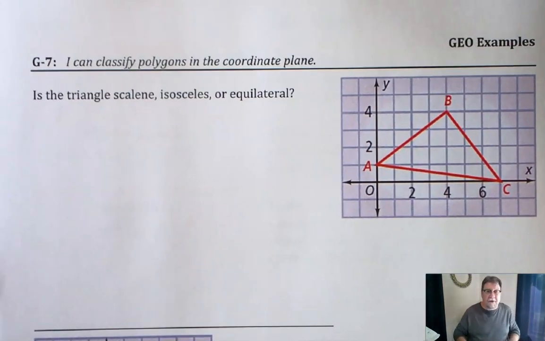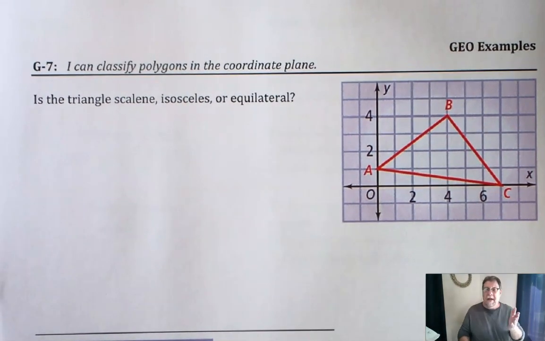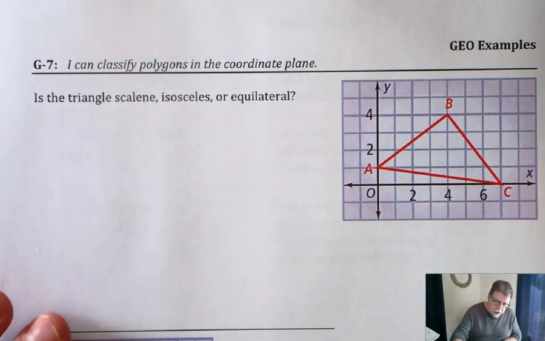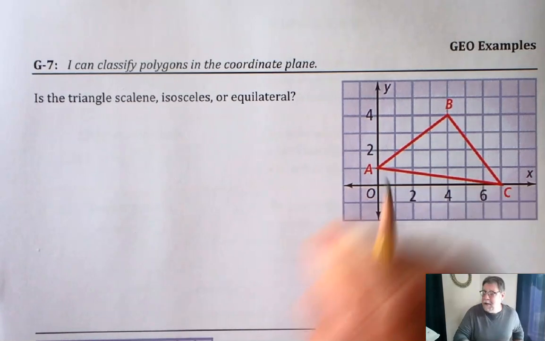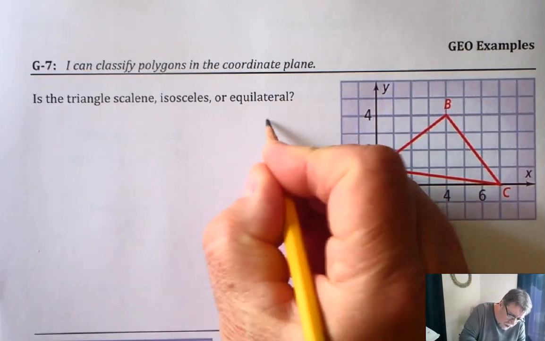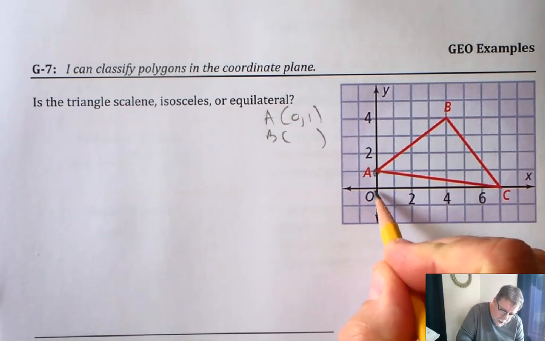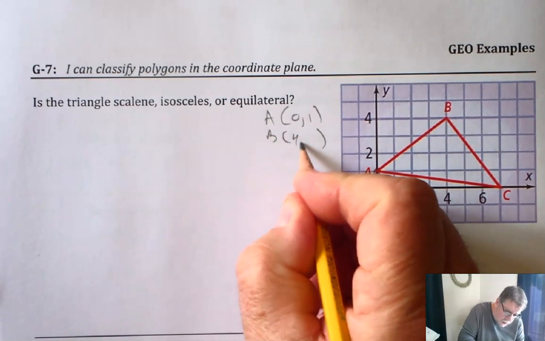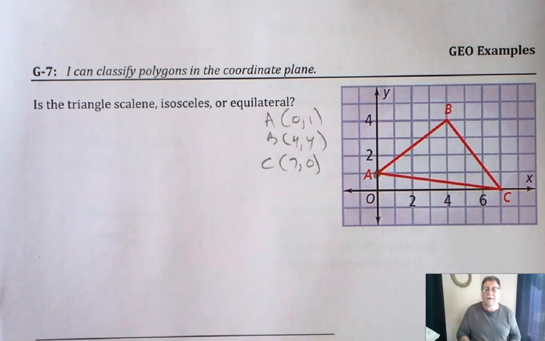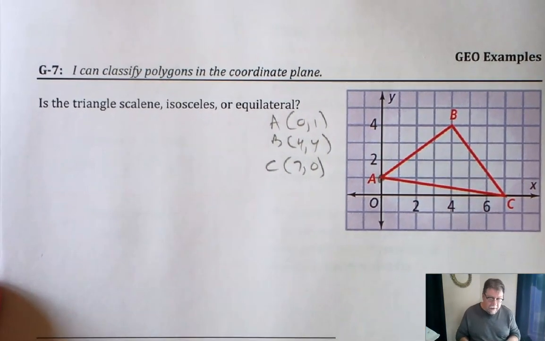We want to find out if the triangle is scalene, isosceles, or equilateral, which means we need to check the lengths of the segments. So I think the first thing I want to do is actually find out what the ordered pairs are. So let's just jot it down here. A is (0, 1). B is (4, 4). And C is (7, 0). So that's the first thing I want to do, is jot those down.